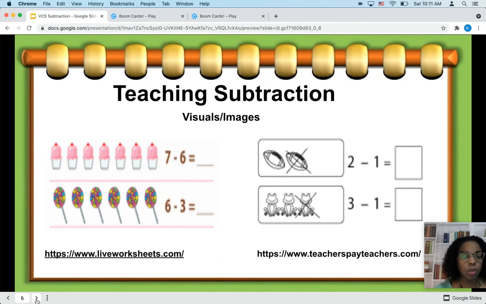You can also teach subtraction using visuals or images. You can find worksheets on liveworksheets.com or teacherspayteachers.com. So this could be done live as a whole group activity. Students can come up and answer the questions. This can also be done on their iPad as an individual activity. On Teachers Pay Teachers, you can print out the resources. Students can do them repeatedly if you laminate them, and it can become a write and wipe activity.